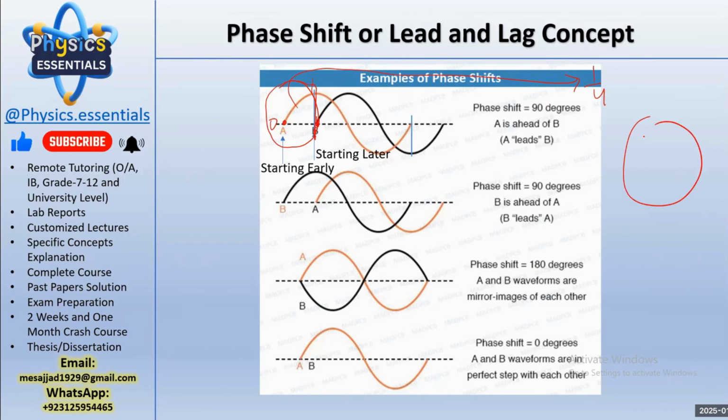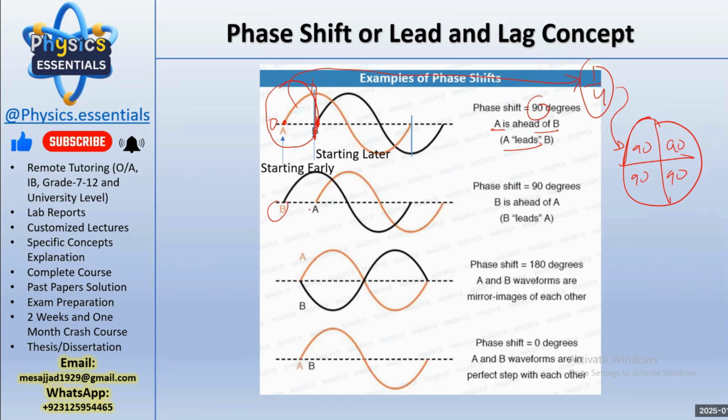When you say I have one full wavelength, it means you are having a phase shift of 360. But if you say there is one quarter wave between A and B, a quarter shows only 90. So we will say that A is ahead of B by 90 because A is starting first and B is starting later. So A is ahead.